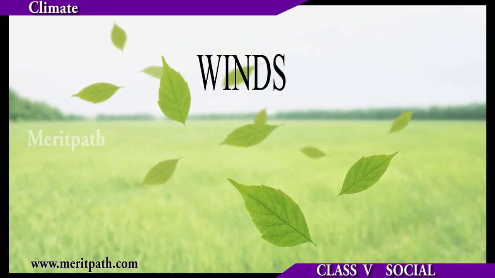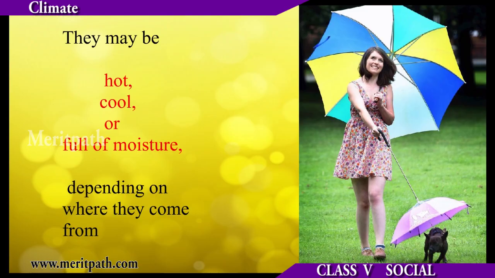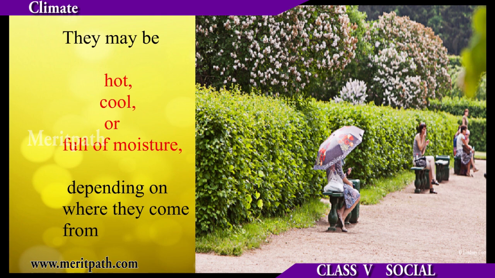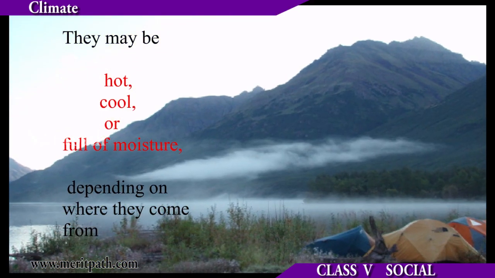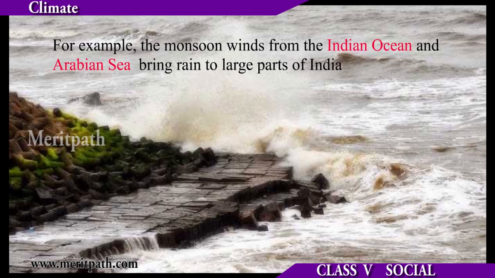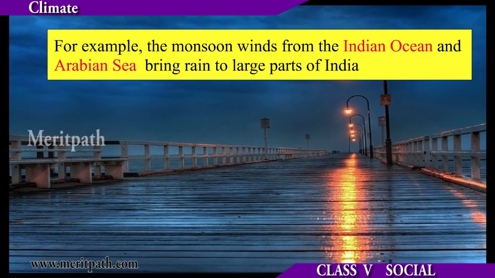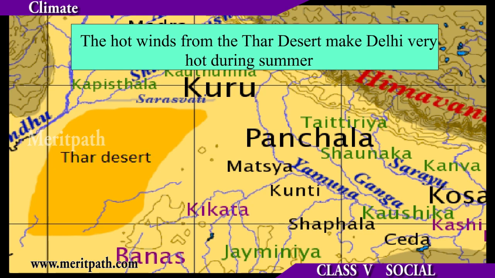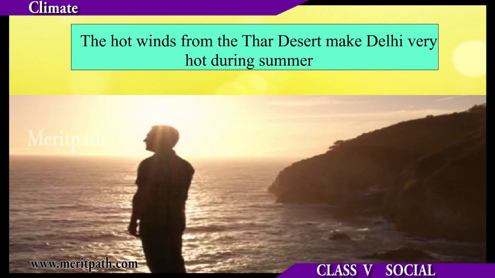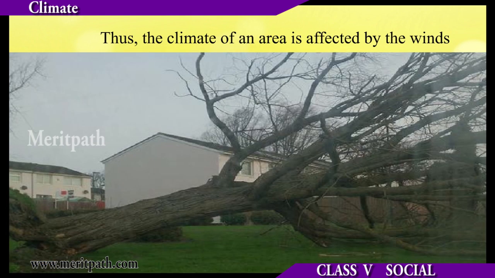Winds. Winds tend to flow in a particular direction in different parts of the world. They may be hot, cool, or full of moisture, depending on where they come from. For example, the monsoon winds from the Indian Ocean and Arabian Sea bring rain to large parts of India. The hot winds from the Thar Desert make Delhi very hot during summer. Thus, the climate of an area is affected by the winds.